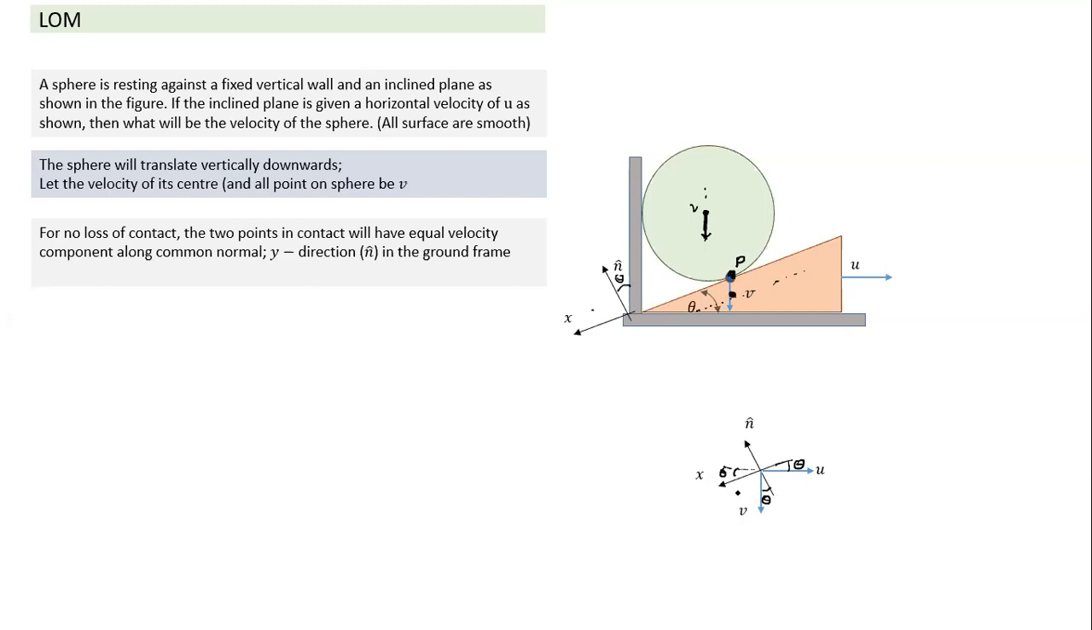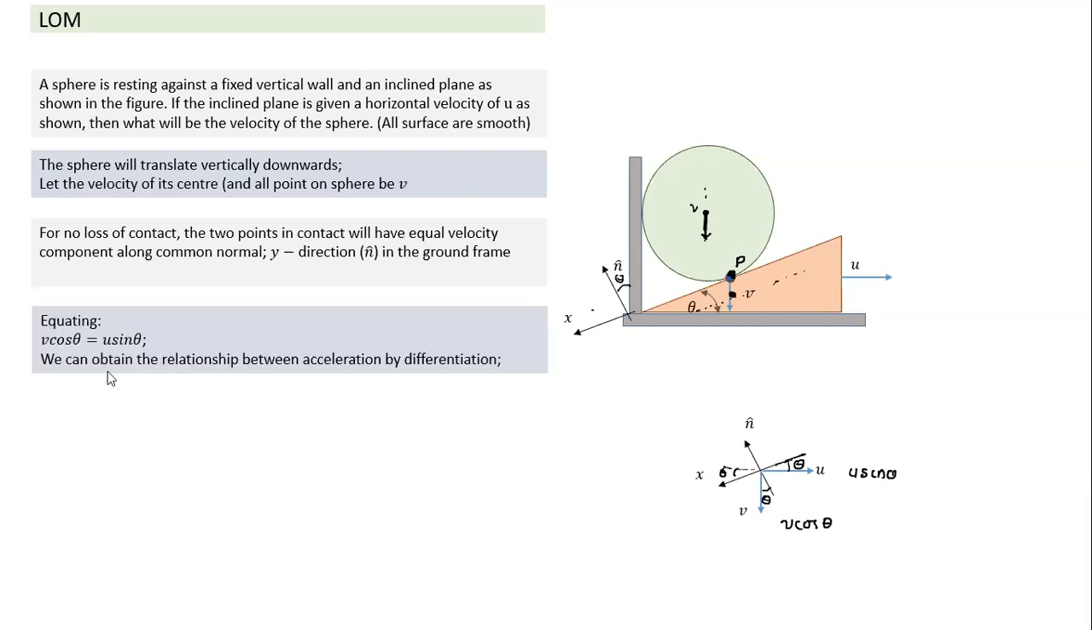Let's mark its components here. What components will it have? This angle is theta, and if this angle is theta, this angle also is theta. So what component will it have along n cap? This will have a component in that direction equal to u sine theta, and cos theta will be along the tangential direction. And this will have normal component v cos theta. So these are the components along n cap, and these two must be equal. This gives the equation v cos theta is equal to u sine theta.